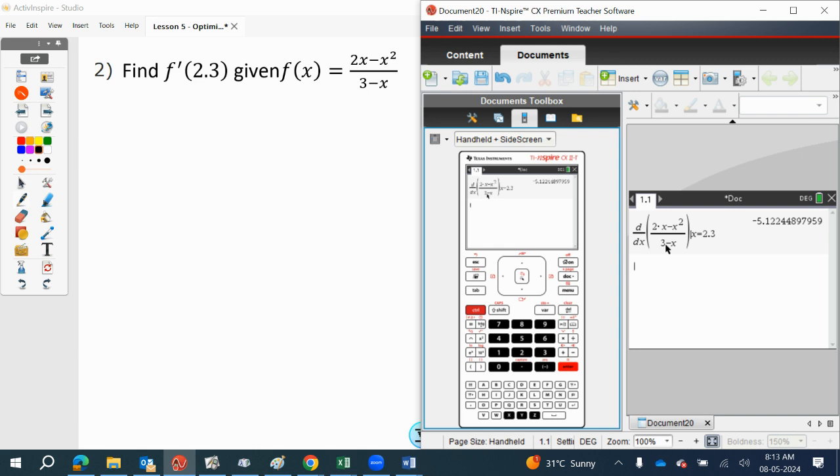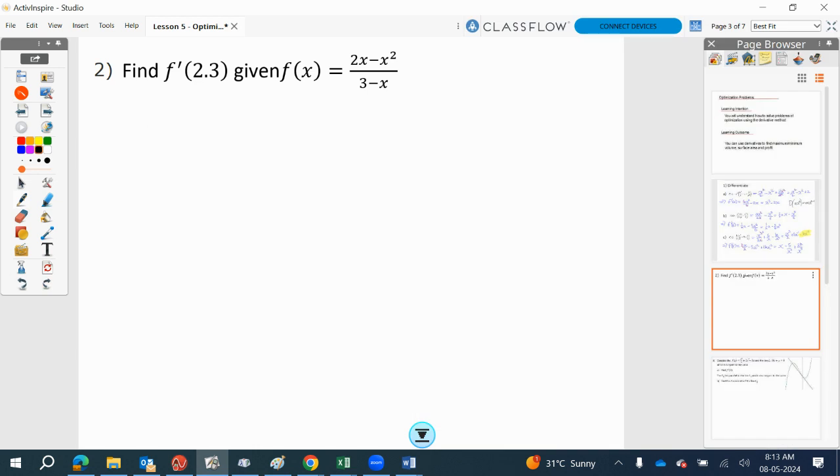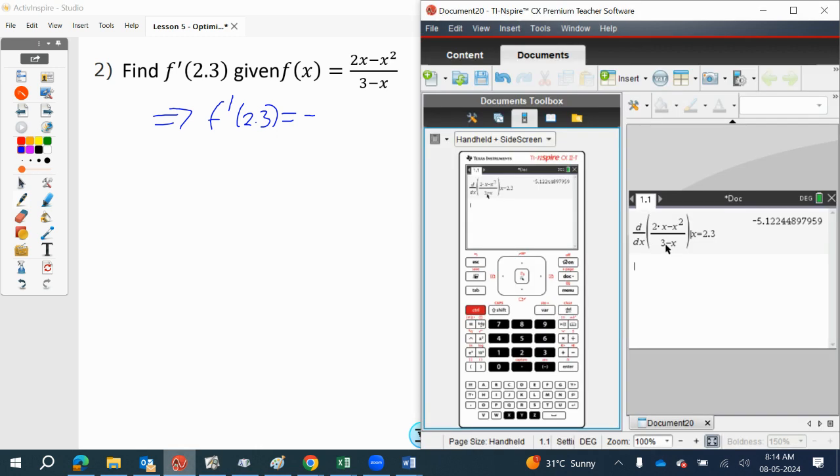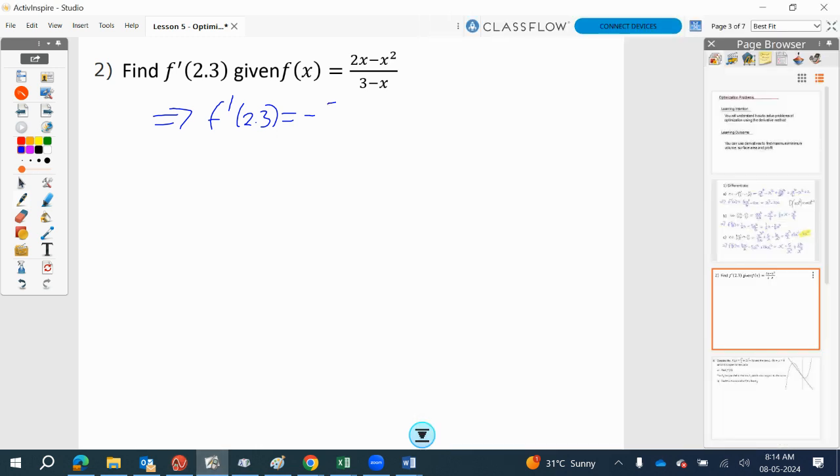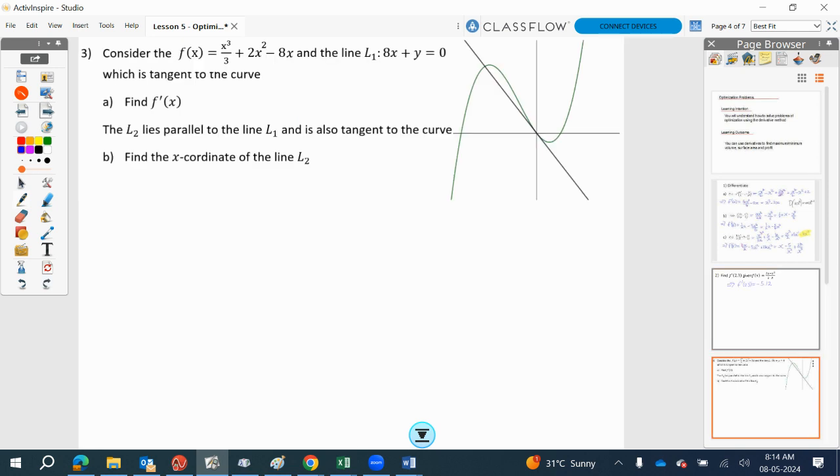Okay, so what's the answer here? This implies 5.12 minus 5.12. Okay. Have a go at this question. This is typical of what you'll get on the exam next week.